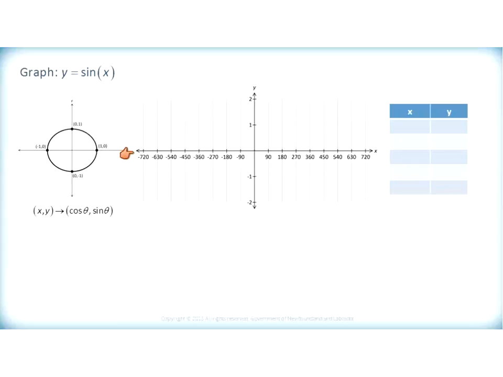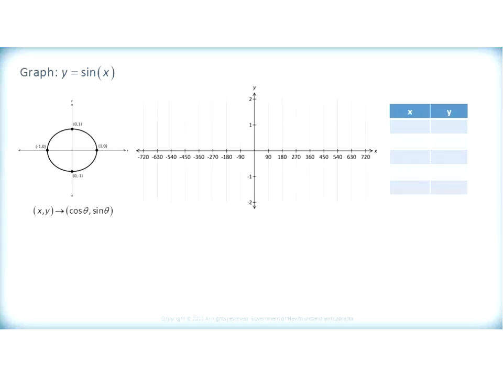In order to graph this function, I recommend using the unit circle. Notice I have a unit circle here that is labeled, and remember that for any point on that unit circle given by x and y, x represents the cosine of your angle and y represents the sine of the angle.